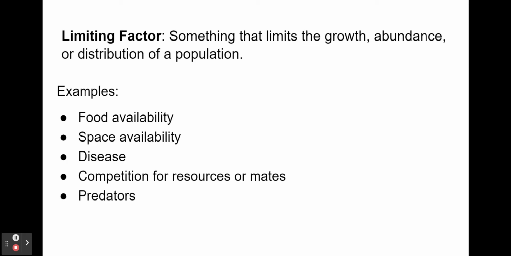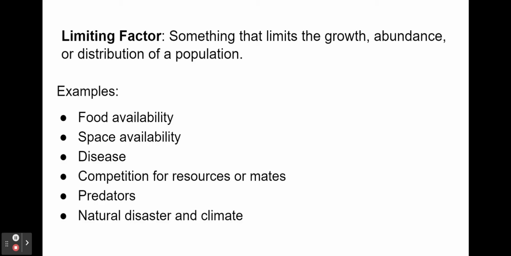Predators. The presence of predators will limit the size of a population. A natural disaster or climate change can limit the size of a population. A natural disaster like a hurricane could wipe out a population. As climate changes, an area might become too hot for a population to survive.